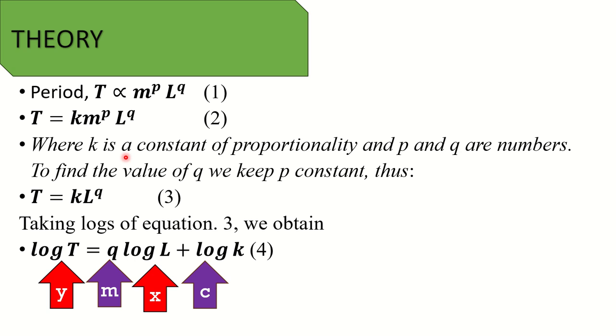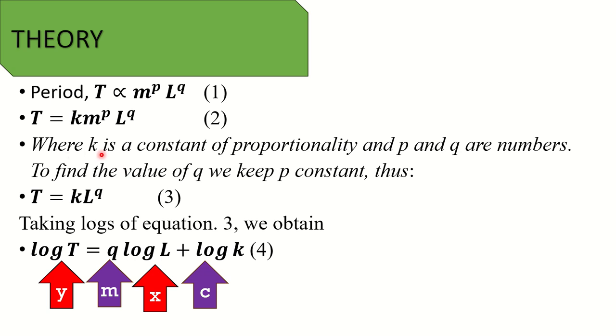P is considered as an arbitrary number, and then multiplied by L raised to power Q, where L is the length of the pendulum, and Q is also another arbitrary number. By simply introducing K as a constant of proportionality, equation 1 then becomes equation 2.